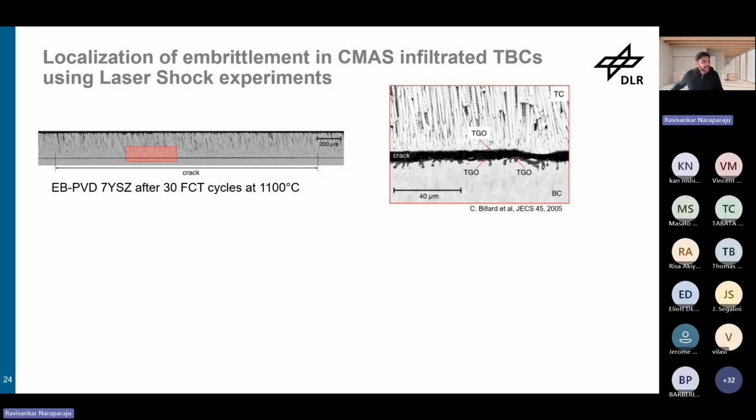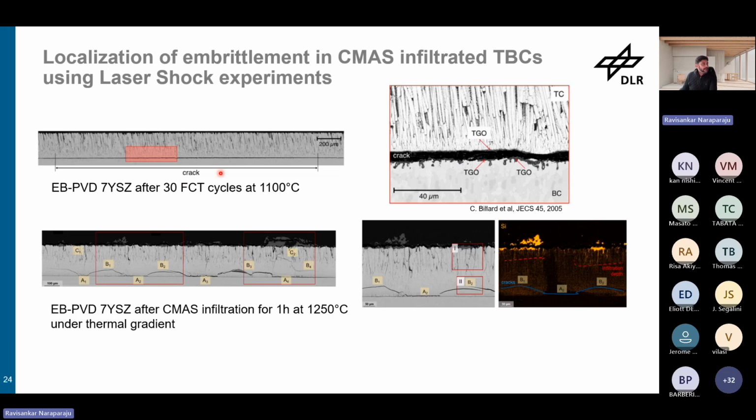Sorry. And so as you can really see, these laser shocks have exactly given the debonding at the TGO and TBC interface. But if you have the CMAS infiltrated sample under thermal gradient, we have different cracks. So we applied the laser shock, and then the laser shock normally created different variations of cracks.